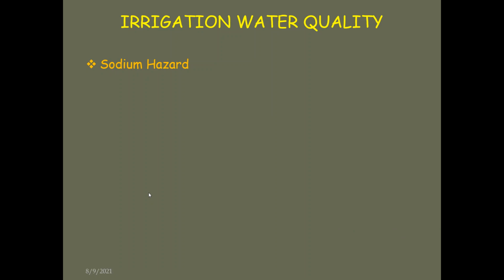So, the sodium hazard of irrigation water. How can we measure the sodium hazard? By this ratio, the sodium adsorption ratio, which in short is called SAR. The sodium hazard of irrigation water is expressed in sodium adsorption ratio.